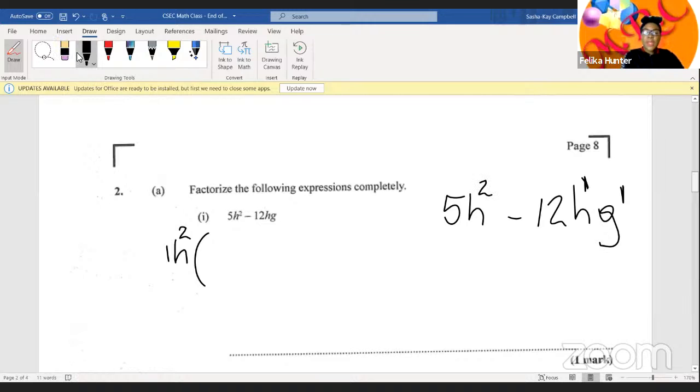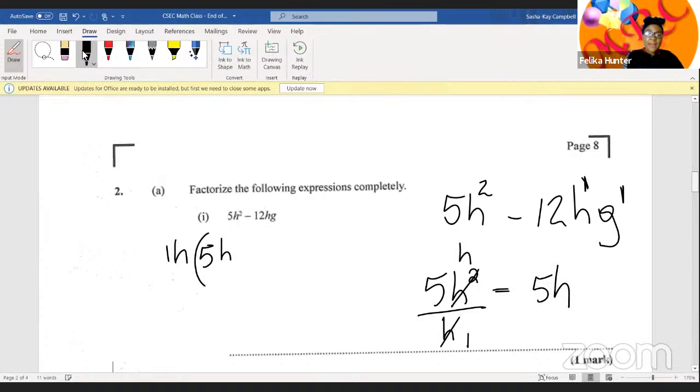So that's it. So now we're going to go ahead and take our 1h, not square, 1h, good, and divide into our 5h squared. So we have 5h squared divided by 1h, or we could just say h, right? And that is h into h1, h into h squared, h. So 5 times h just gives us 5h. So here we say we have 5h.